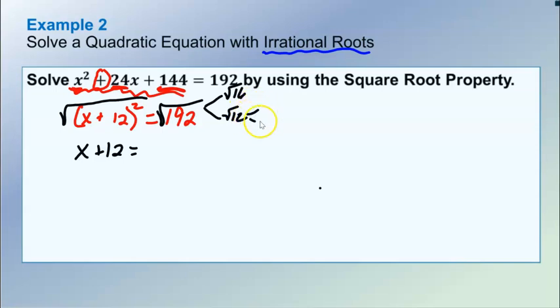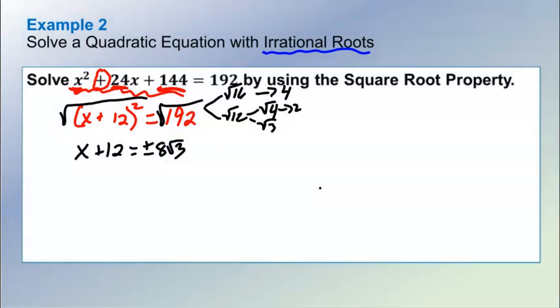And I can break down the square root of 12 as the square root of 4 and the square root of 3. I already know that the square root of 16 is 4, and the square root of 4 is 2. So now I have 4 times 2, which is 8, times the square root of 3. So this is a positive and negative 8 square root of 3.